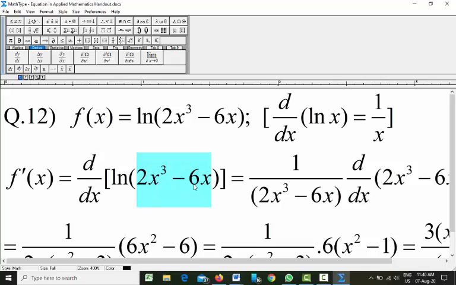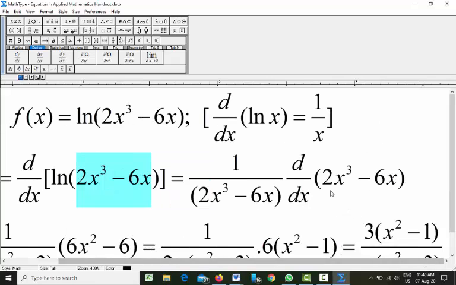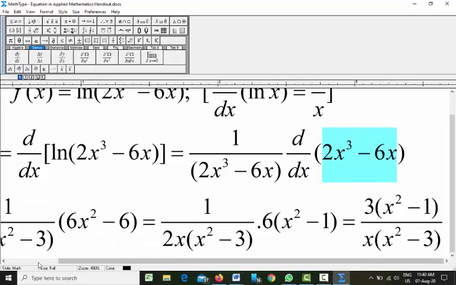So we have already done the differentiation of the ln part. Now we have a lot of other things inside the bracket, so we will do differentiation of whatever we have inside the bracket, 2x cube minus 6x.